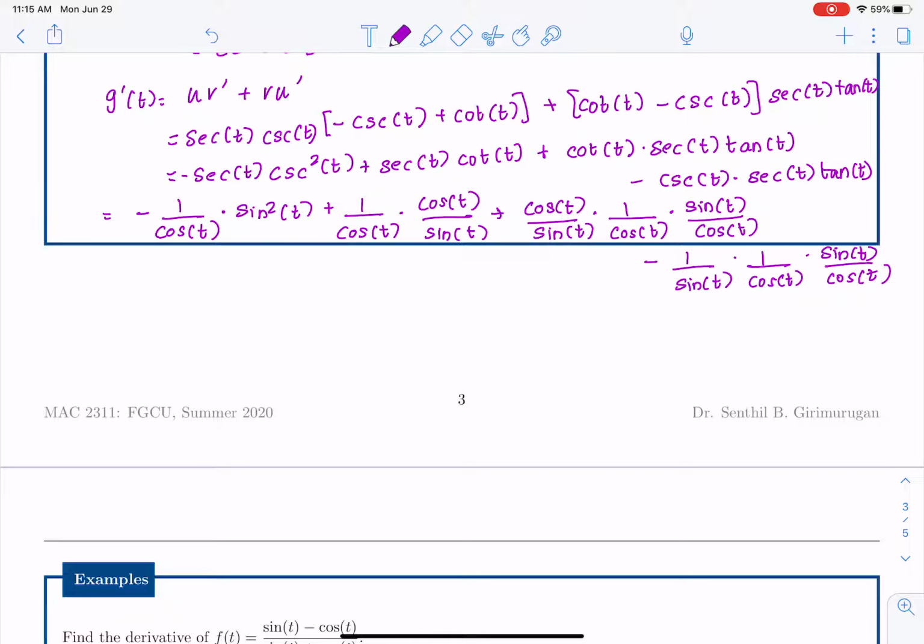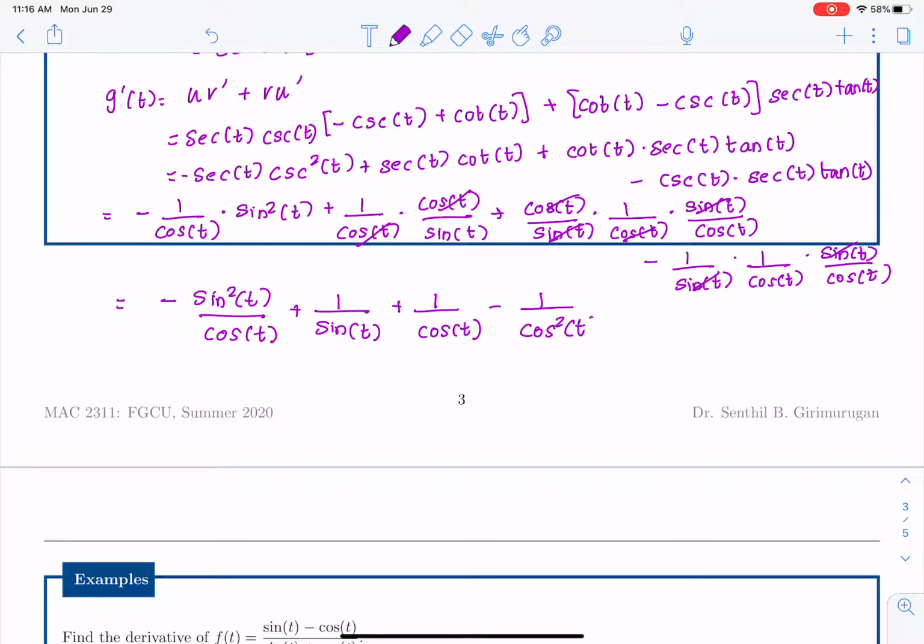I'm trying to simplify and write it in terms of sines and cosines, so those terms would get cancelled. So I'd simply have negative sine squared t over cosine t plus 1 over sine t plus 1 over cosine t minus 1 over cosine squared t.